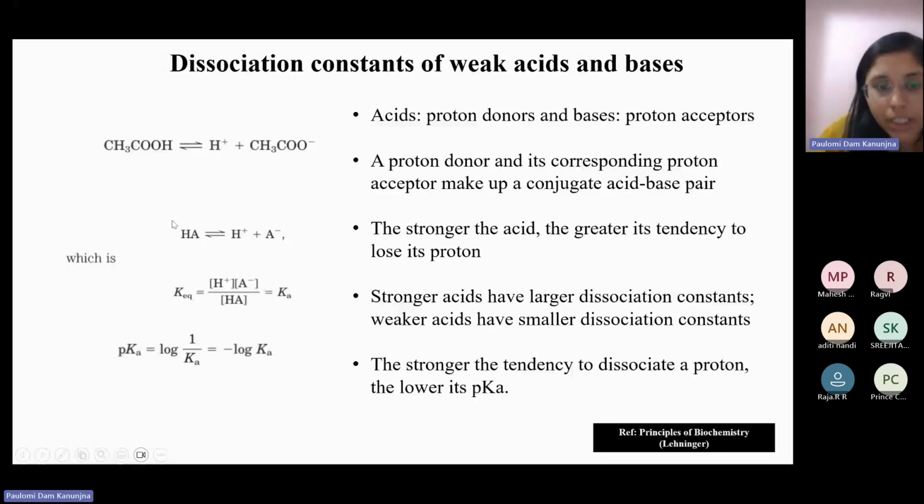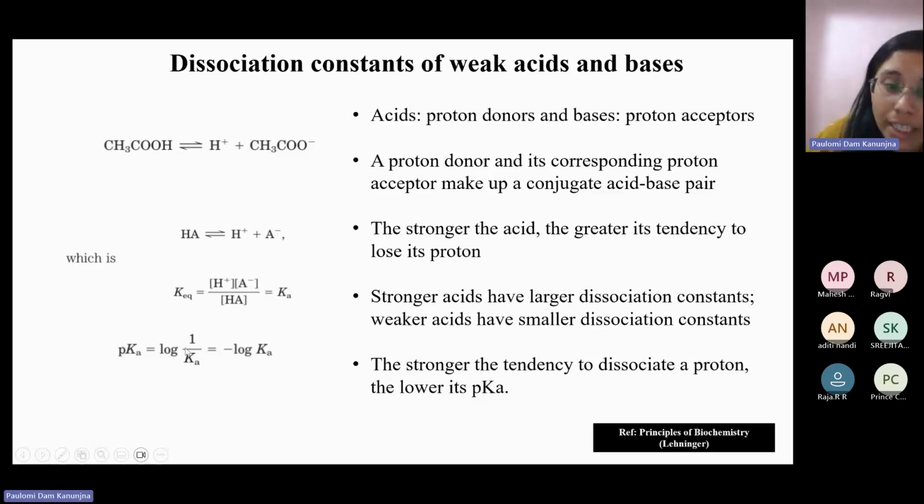So HA here, in CH3COOH, which is acetic acid, H will be this part and A will be CH3COO minus. So any acid dissociates into H plus and A minus ions. And we know already this is how the equilibrium constant looks. So this is Ka, or dissociation constant. Ka is the dissociation constant.